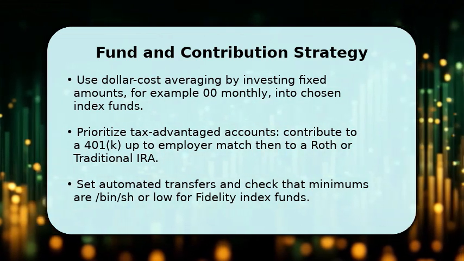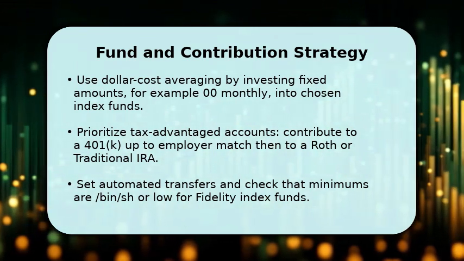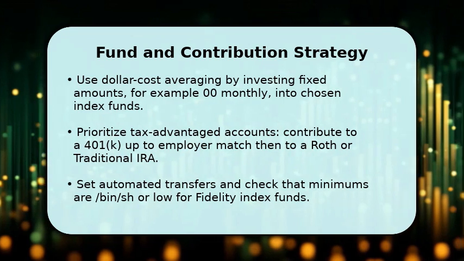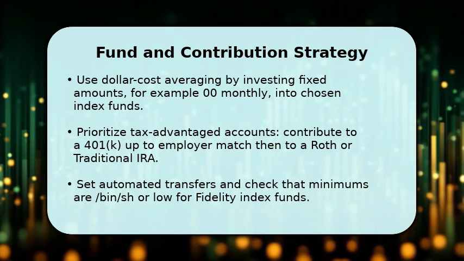Prioritize tax-advantaged vehicles. Contribute to your 401(k), at least to the employer match, then fund a Roth IRA or traditional IRA depending on eligibility and tax strategy.